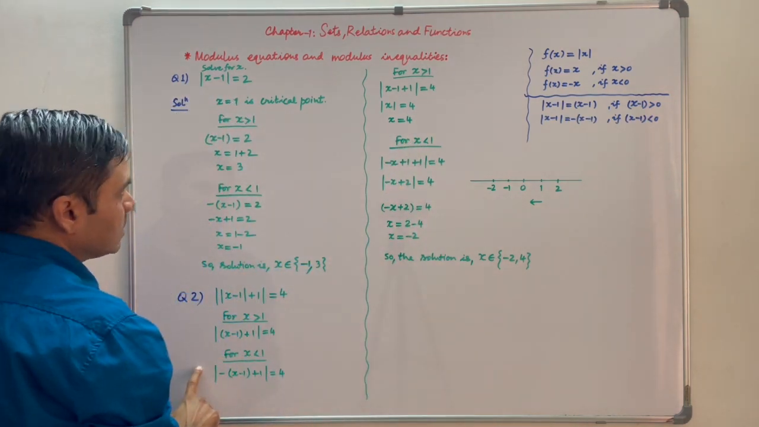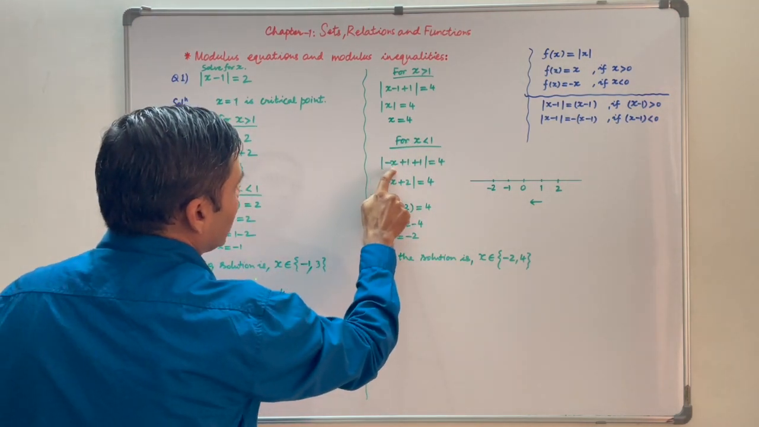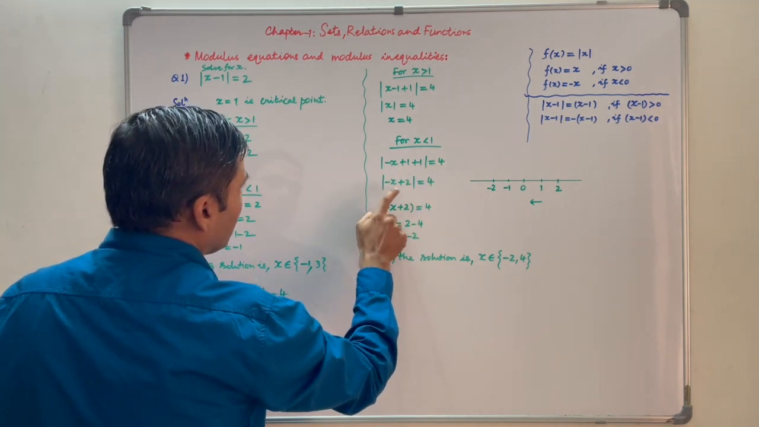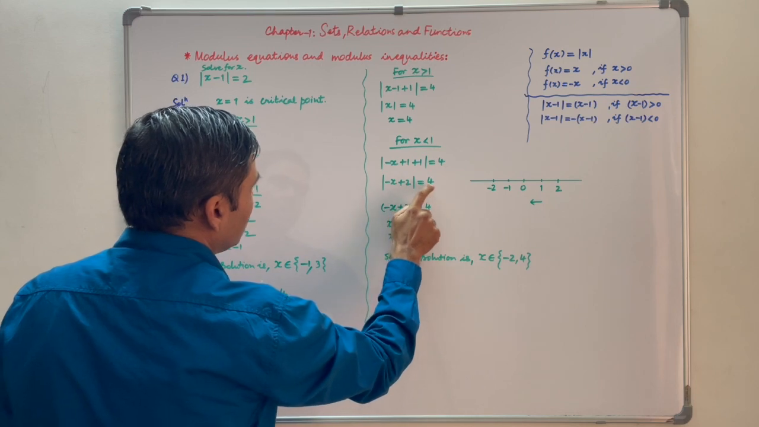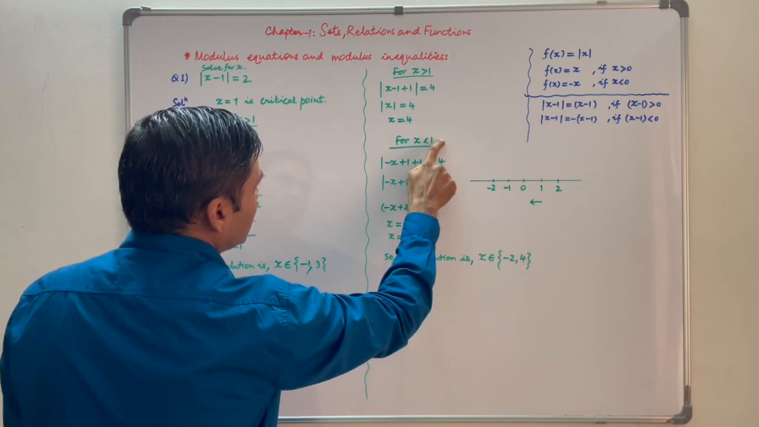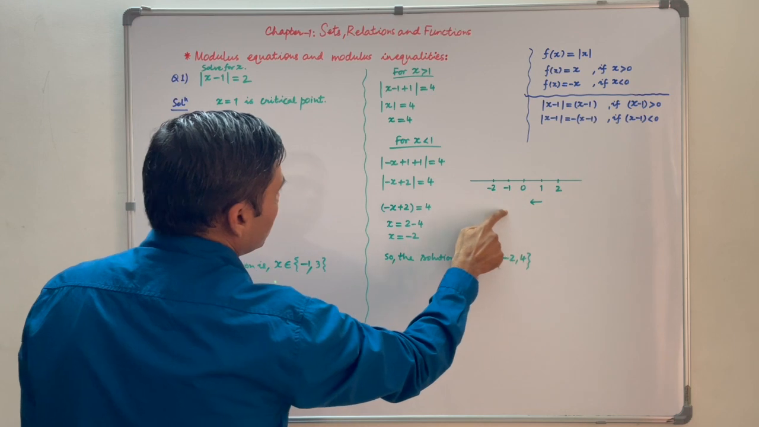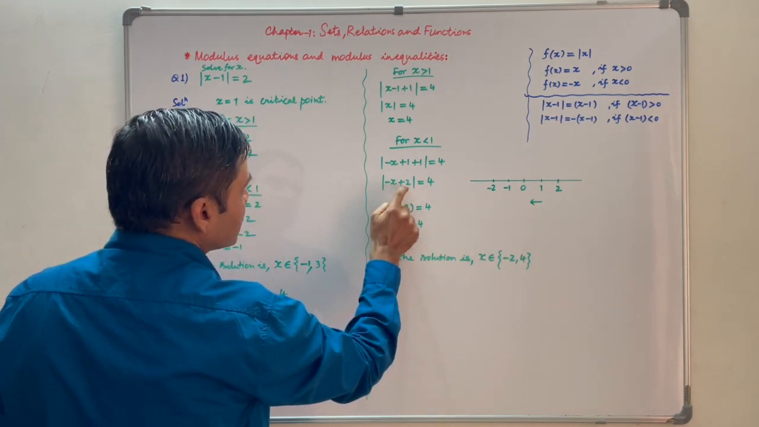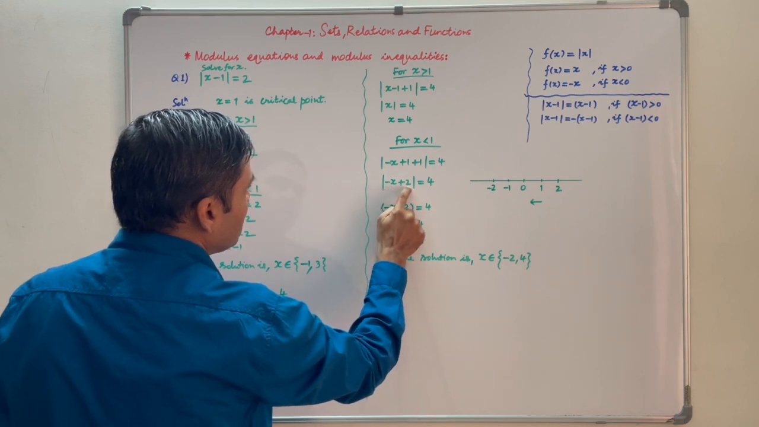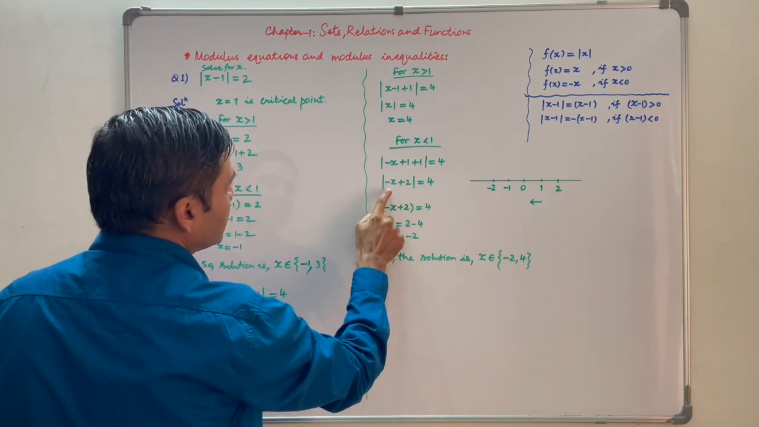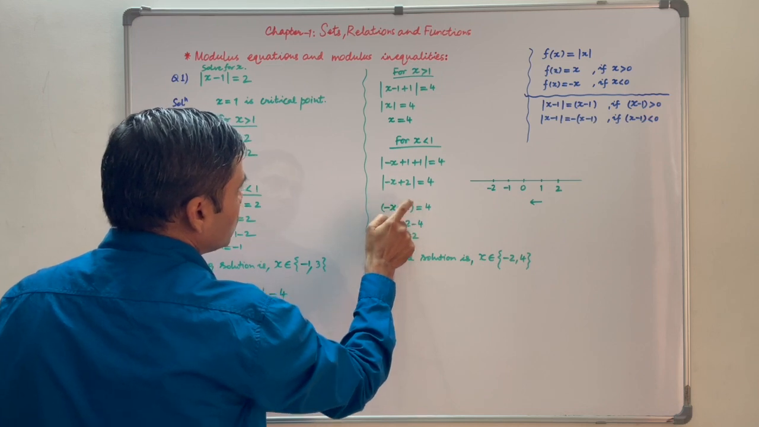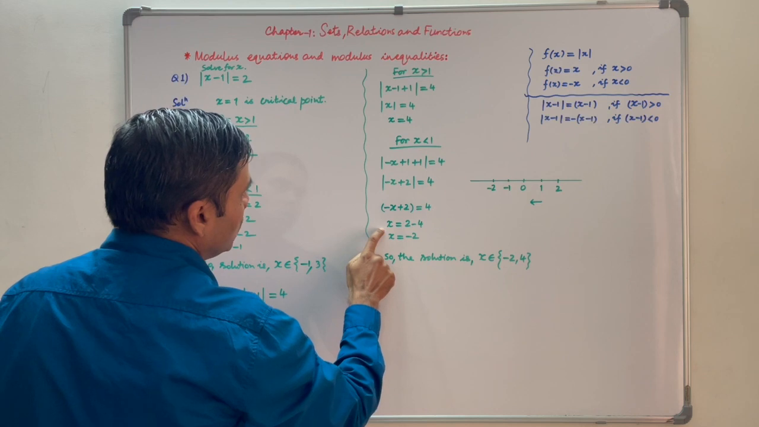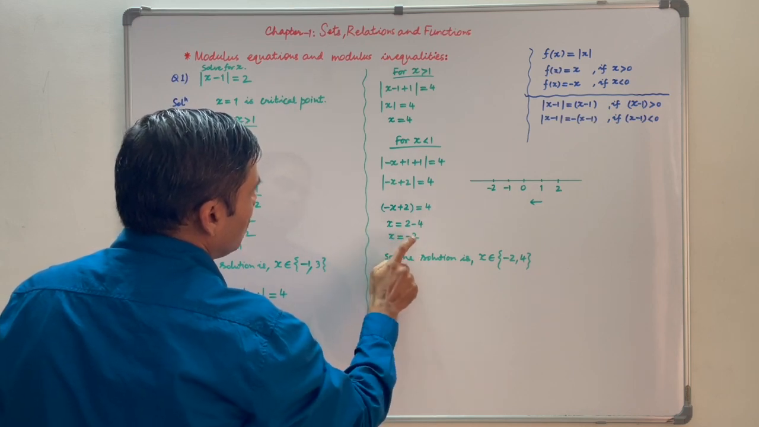Second case, when x is less than 1, mod of (minus x plus 1) is equal to 4, or mod of (minus x plus 2) is equal to 4. Now this is our condition, x is less than 1. For x less than 1, mod of (minus x plus 2) will always be positive. So it will be written as minus x plus 2 is equal to 4, or x equal to 2 minus 4, or x equal to minus 2.